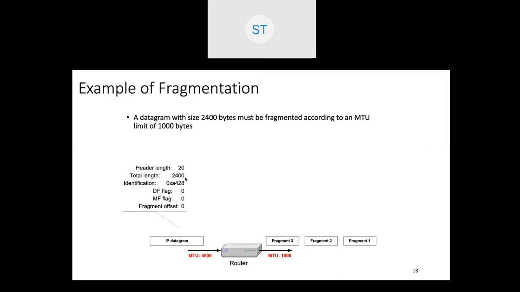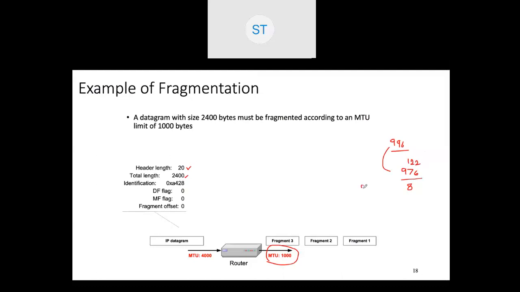Total length is 2400. Header is 20. MTU is 1000. That's why what you can see is 996 is the number coming as total size. So payload size is 976. When it is divided by 8, it comes out to be 122.